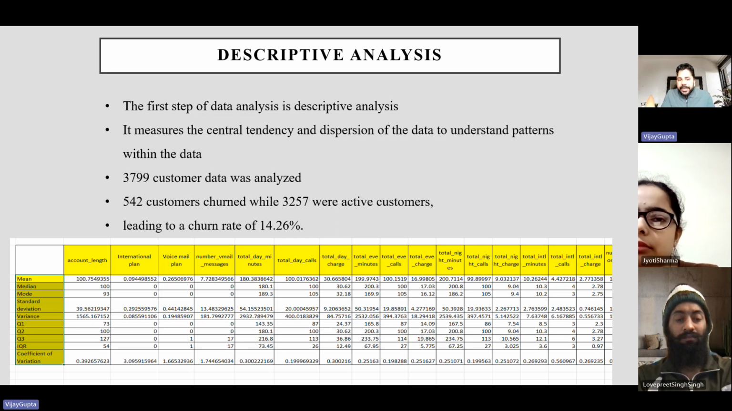As I told earlier, 3,799 customers' data was analyzed. Of these, 542 customers churned, while 3,257 customers were still active. According to the Excel sheet, we found the mean, median, variance, and standard deviations, and from all the data, we found the churn rate in this company is 14.26%.